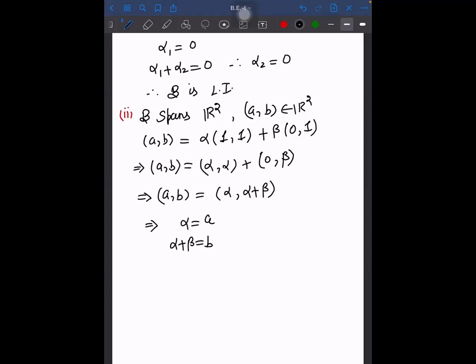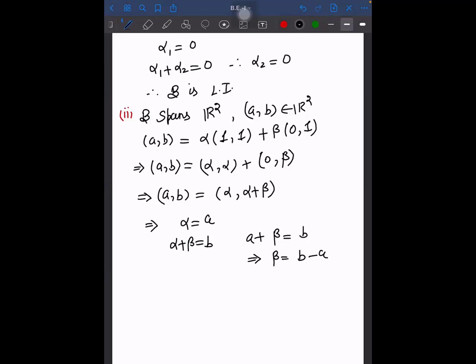So what should be your aim? In this question, your aim should be to determine this alpha and beta in terms of a and b, right? Now you have already determined the value of alpha in terms of a, that means only a you are getting. Fine, fair enough. So you put the value over there. So what do you get? a plus beta should be equal to b. So from here, you also get the value of beta, that is b minus a.